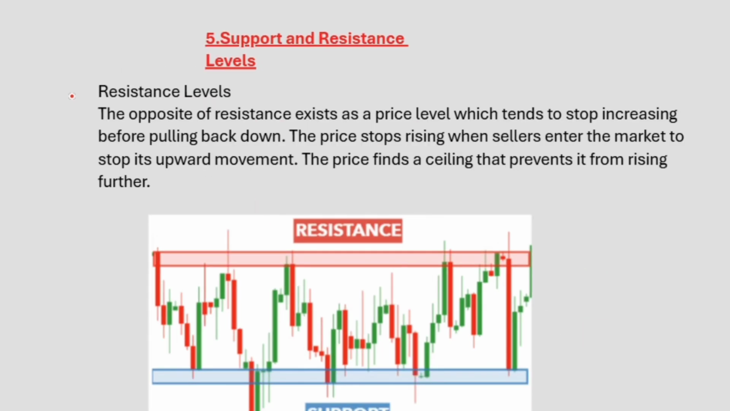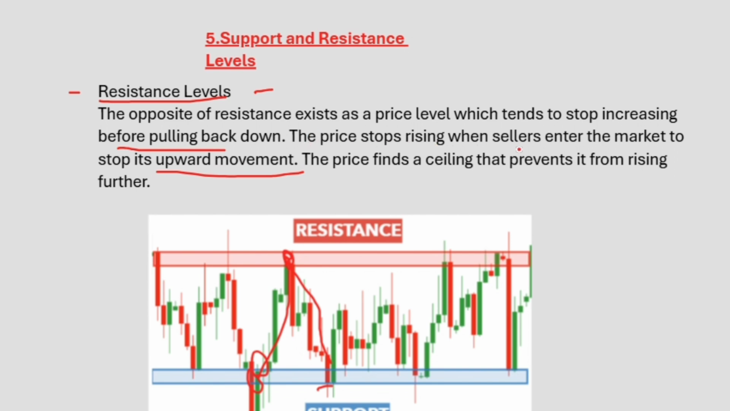Okay, let us now look at the resistance level. Remember, we call resistance a ceiling, like the ceiling of a house. Don't forget that the opposite of support exists as a price level, which tends to stop increasing before pulling back. Let's say that the buyers were in control of the market. You buy around here at the support level. You push the price high to the ceiling. The buying will stop around here before the sellers decide to come into the market to push the price to the support level.